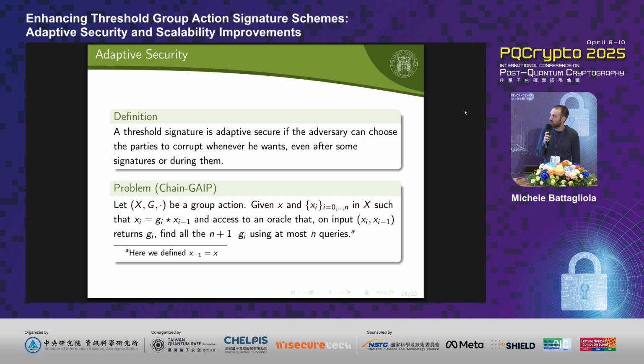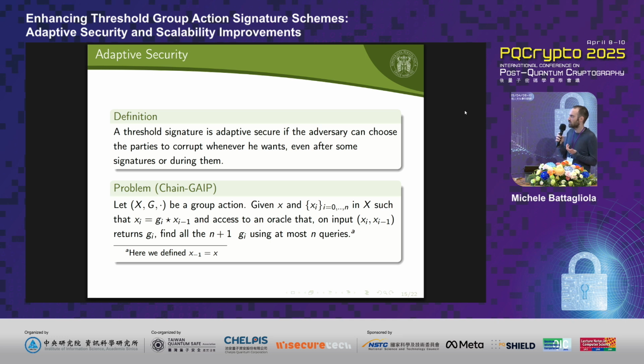So the first idea was to introduce a new hard problem, a pretty natural extension of the group action inverse problem, which is also, for example, used in the discrete logarithm setting. We call it chain group action because we have a sequential structure. The idea is that I have a sequence of group actions, one after the other. I'm not asking the adversary to solve all of them, but I'm asking the adversary to solve at least one of them, and it can query an oracle to obtain all the others. And this is the same stuff you can do in the discrete logarithm setting.